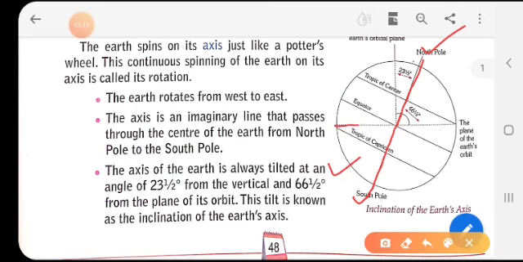So this is the straightness of the earth, and the earth is always tilted on its axis, meaning it always remains a little slanted. So the tilt is how much? Now if this is the line, then this is its 90 degrees and it tilts this much. So what is this angle? This is 23.5 degrees. So it is always tilted at an angle of 23.5 degrees from the vertical, and 66.5 degrees from the plane of its orbit. This tilt is known as the inclination of the earth's axis.